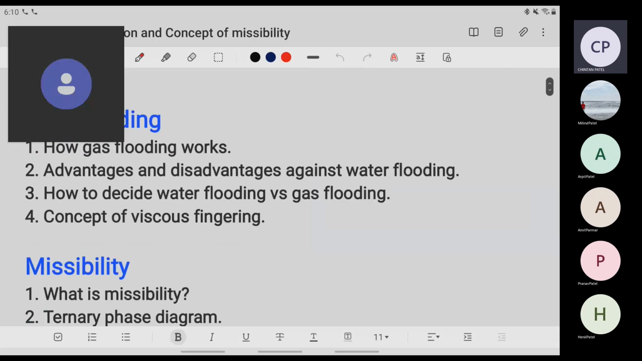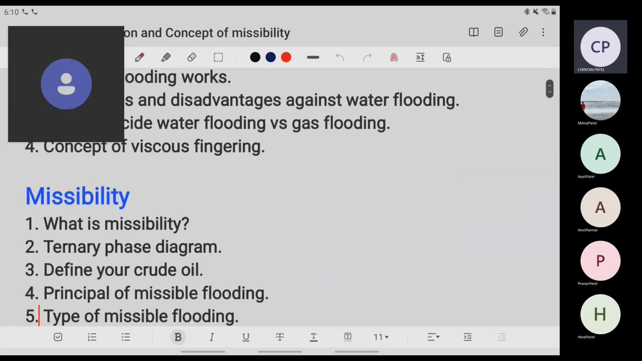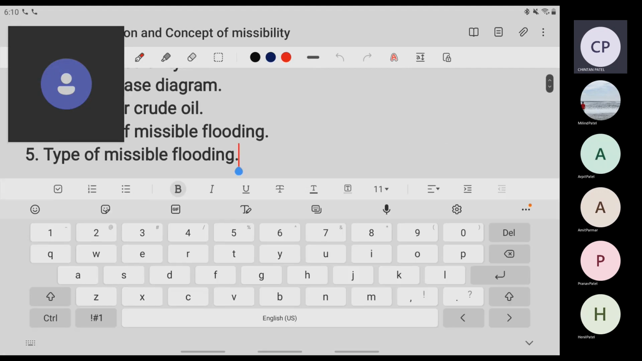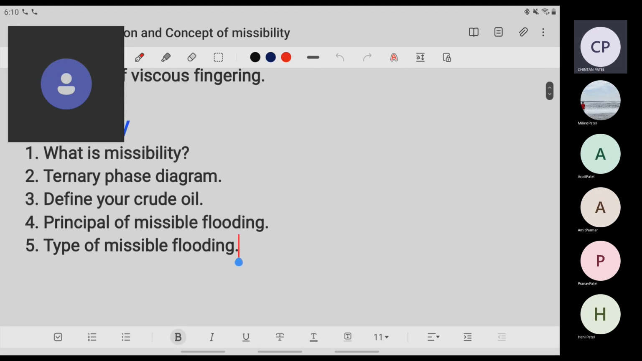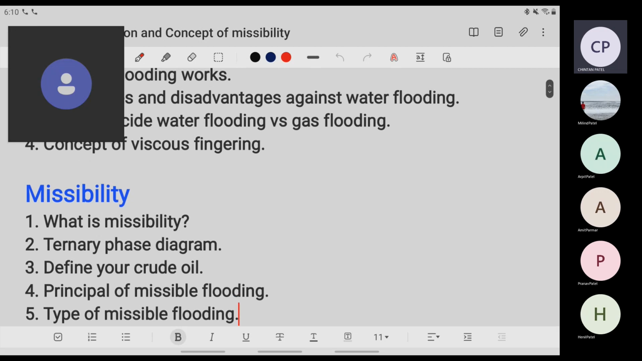So today we will cover gas flooding and the concept of miscibility. Today itself we cannot cover entire miscible flooding because it's a huge topic and you can see many theoretical questions from miscible flooding. So we will understand the miscibility concepts, which can help us understand miscible flooding in a proper manner.